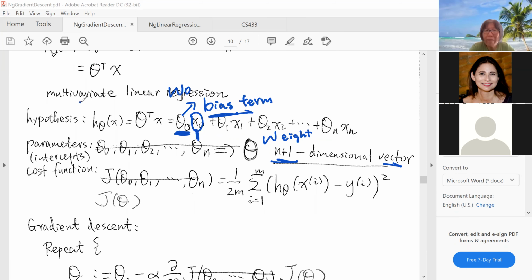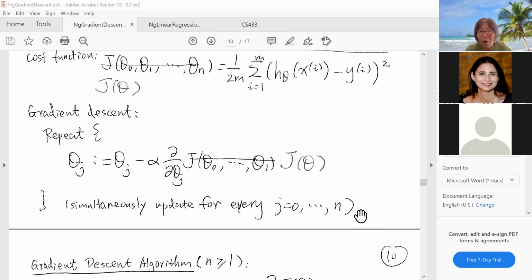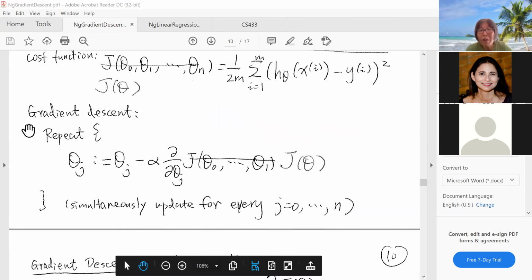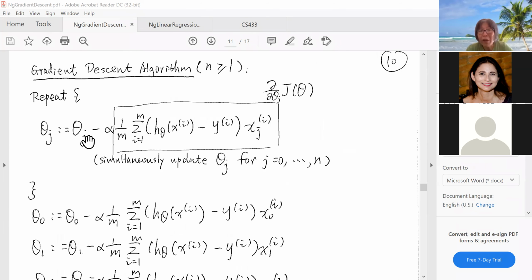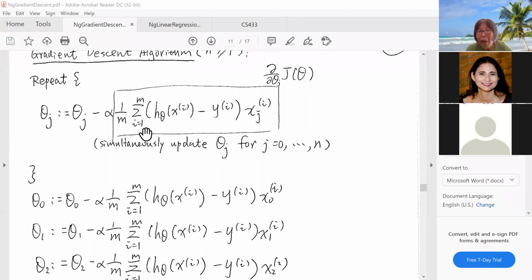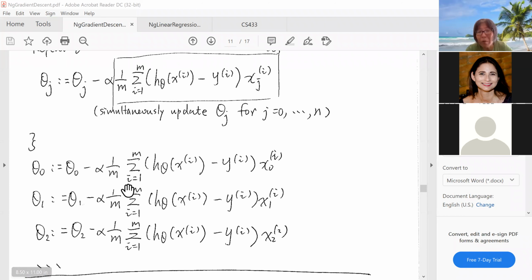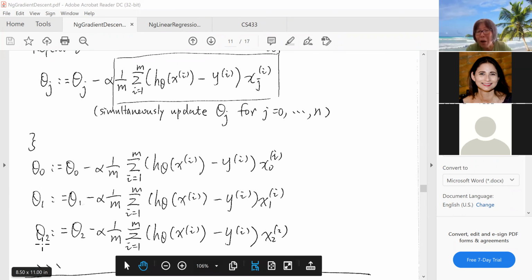For multivariate linear regression, it's the same for the cost function. We still take the sum of the square of error and divide by 2 times the total number of training samples. So the concept is still the same as single-variable linear regression. For gradient descent, it's the same thing: the update is simultaneous for all of the features. You can just repeat for a certain number of epochs, and you take the derivative for each of the weights.